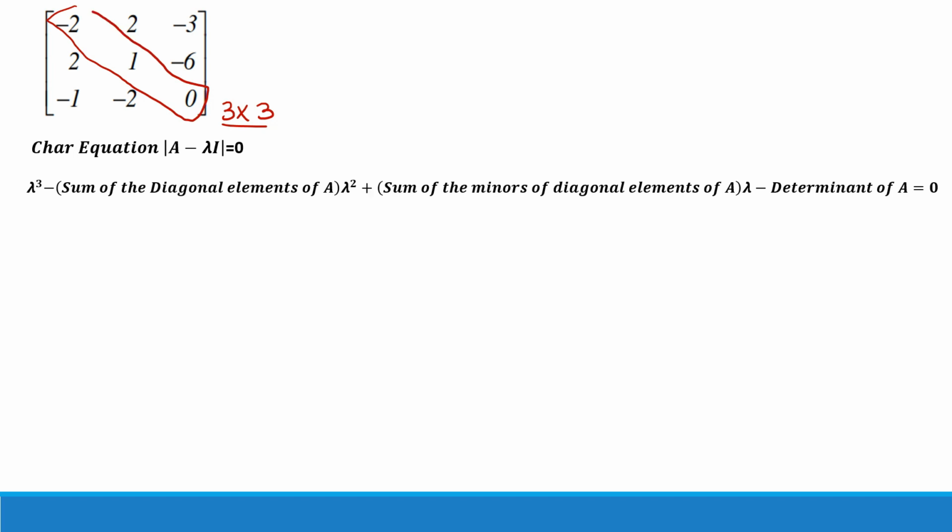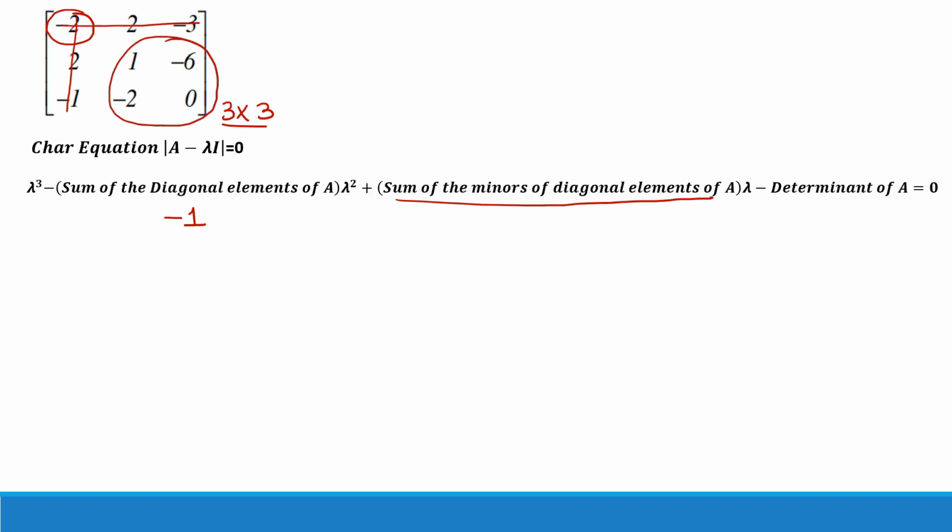Now what is the sum of the diagonal elements of this matrix? These are the diagonal elements, so if you add them, you will get minus 1, right? And next is the sum of the minors of the diagonal elements of A. Now what is the first diagonal element? Minus 2, right? For the minor of minus 2, we just leave this row and this column, and find the determinant of the remaining submatrix. So what is the determinant of this? 1 into 0 is 0, minus 2 into minus 6 is 12, along with the negative, so that will be 0 minus 12. So the first minor is minus 12.